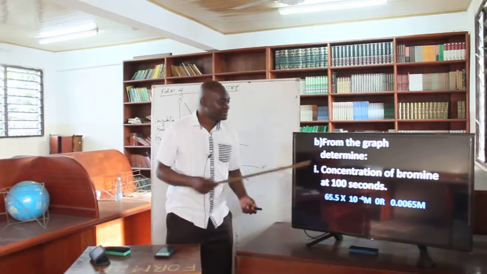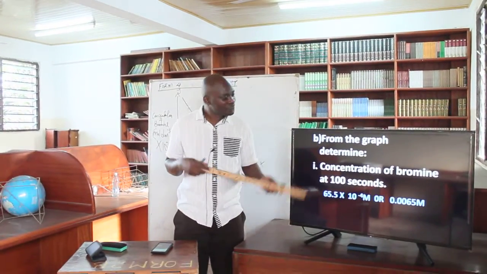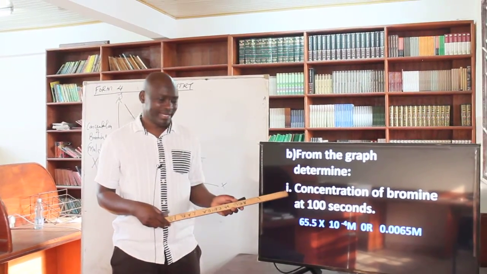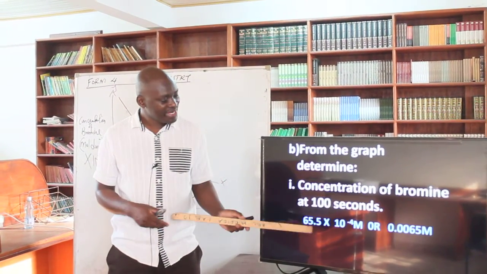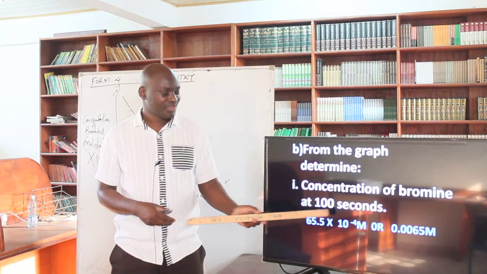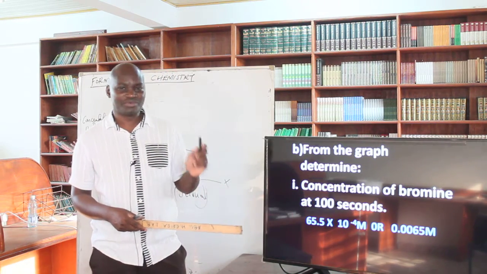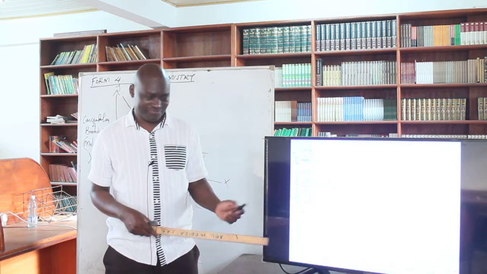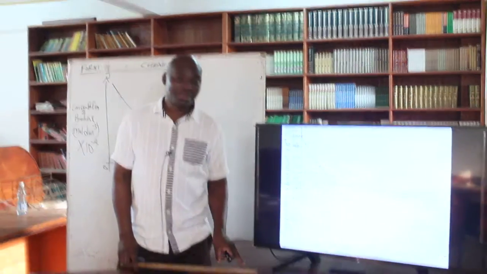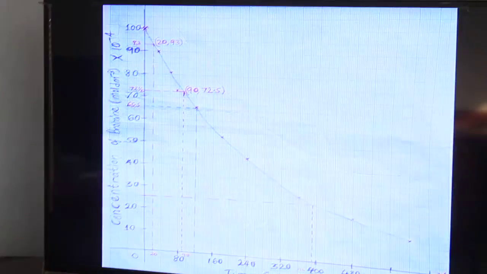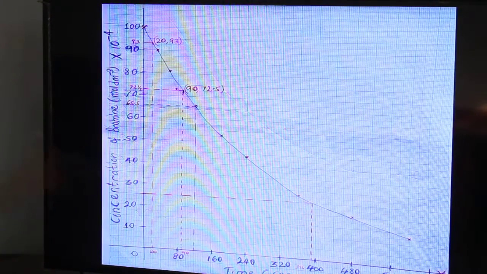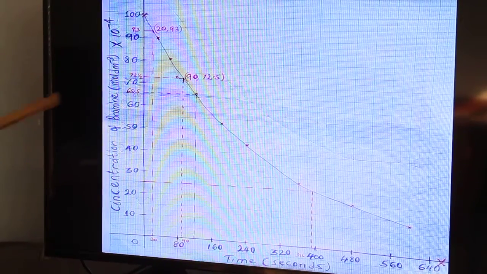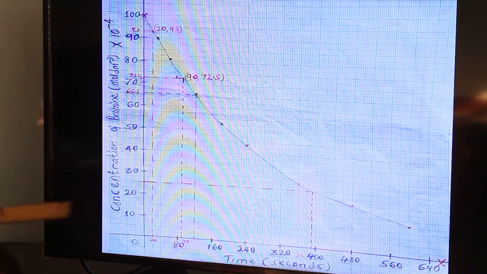The first question from that graph, we are told from the graph, determine the concentration of bromine at 100 seconds. So you go back to your graph. After going back to the graph, you check where the concentration is at 100 seconds.